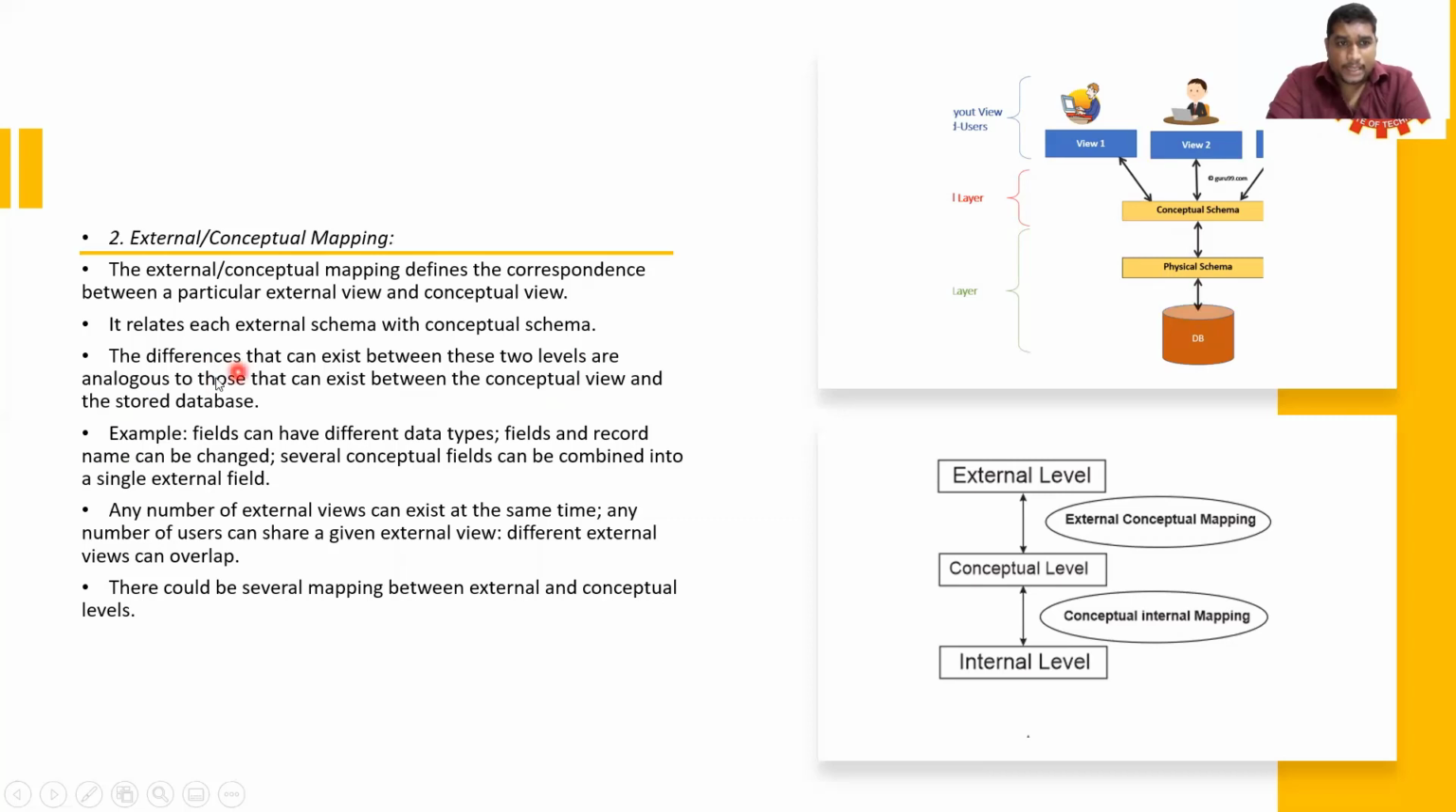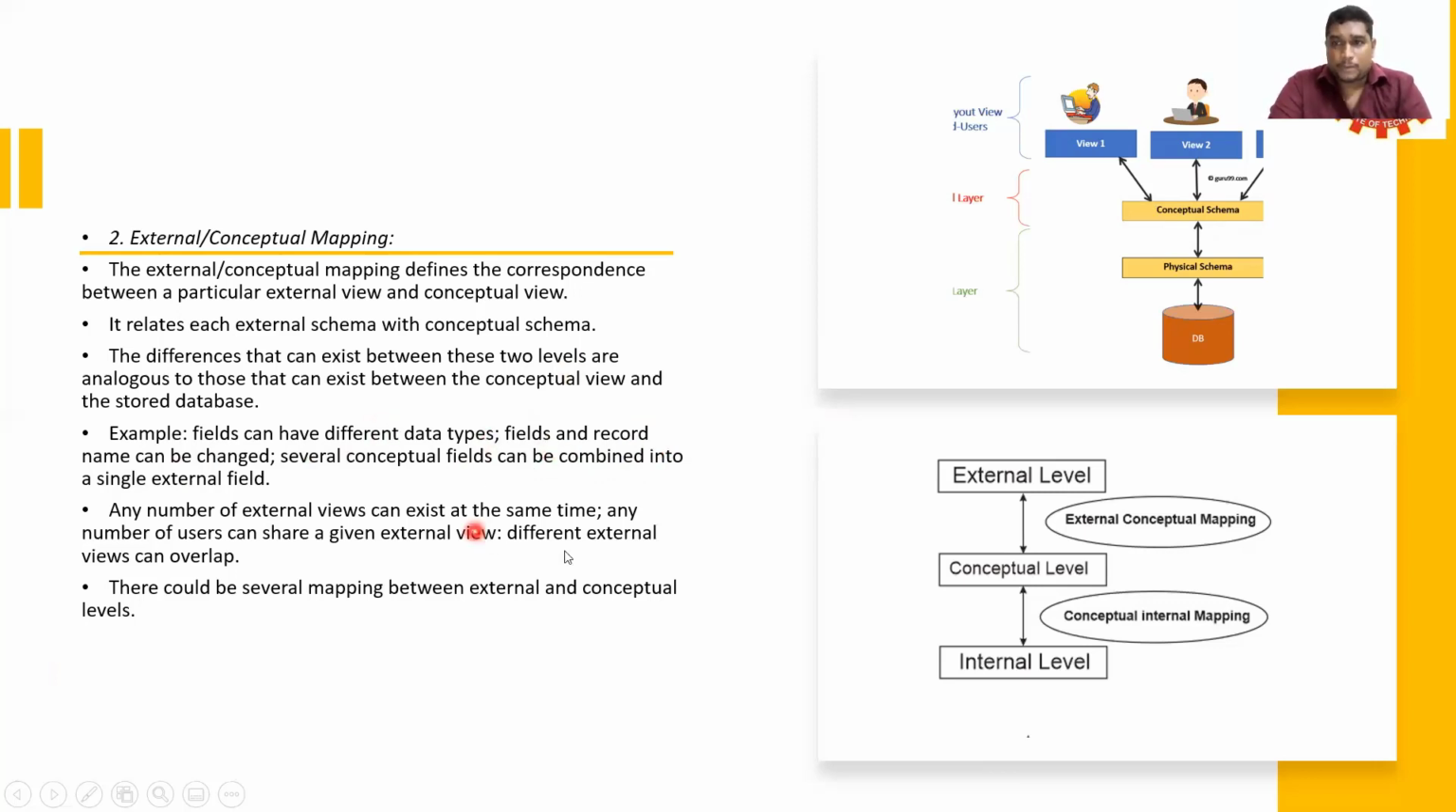This is the point here. Whatever differences are made at this level are not affected at this level, and any disturbances or updates that happen do not affect this level. Okay, clear? So examples here are: fields can have different data types, attribute fields have various data types, and field and record names can be changed. Several conceptual fields can be combined into a single external field. Okay, clear? I hope you understand the mapping.